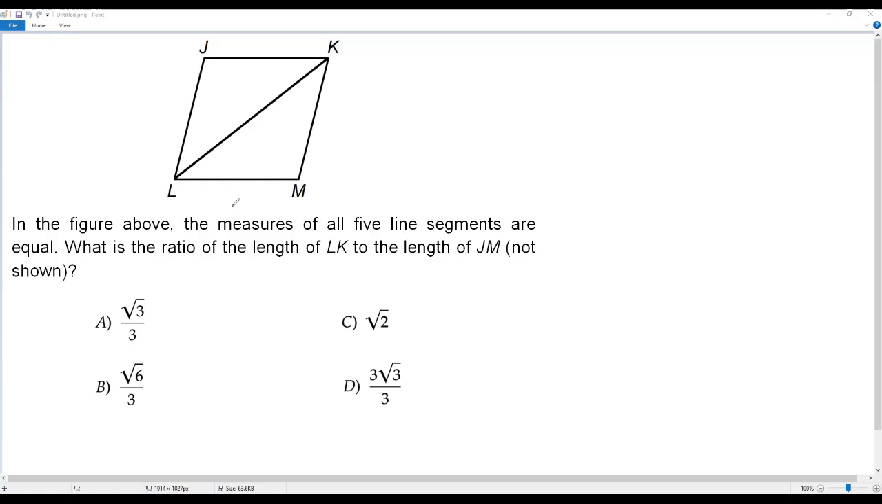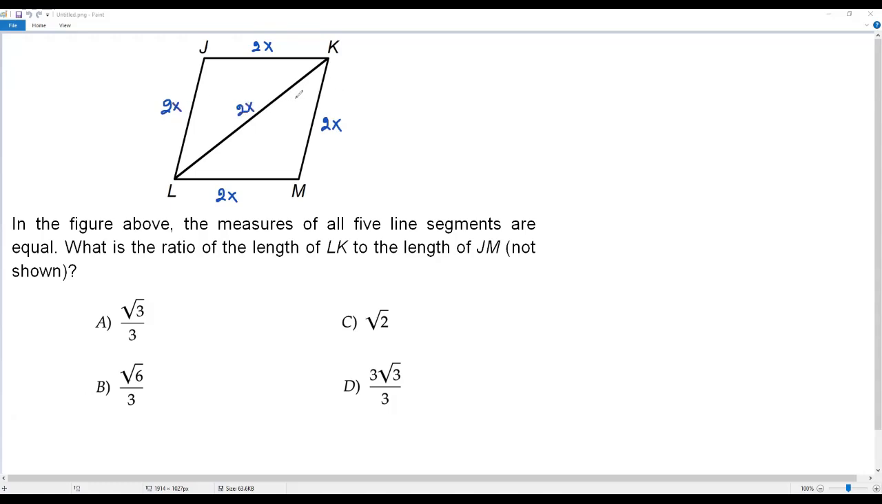Not shown. Okay, here we have a figure. Actually, it's a 4-sided polygon, and we have 5 line segments: LM, MK, KJ, JL, and LK. All the 5 line segments are equal in length. Okay, now let me assume the length of one of the line segments as 2x. And for the remaining 4 line segments, I will have the same length because all of them are equal in length. So 2x, 2x, and here we have 2x.